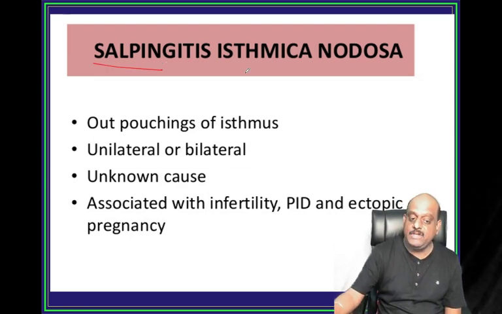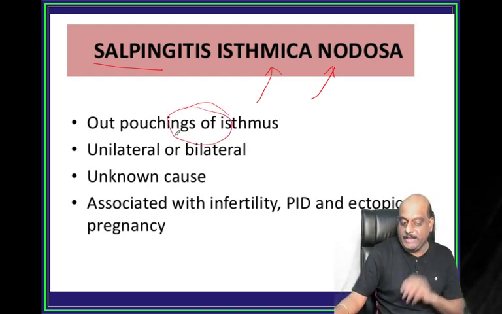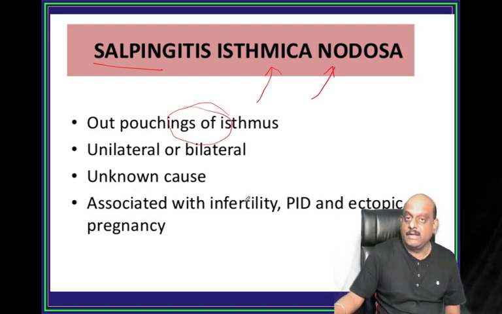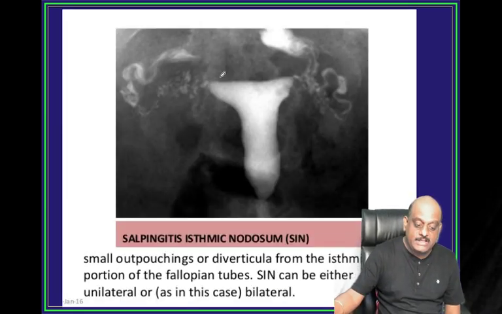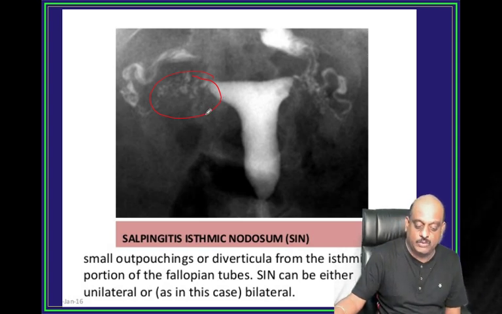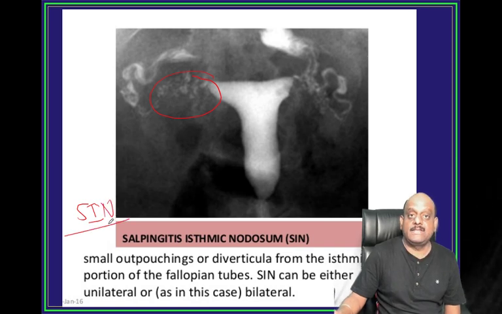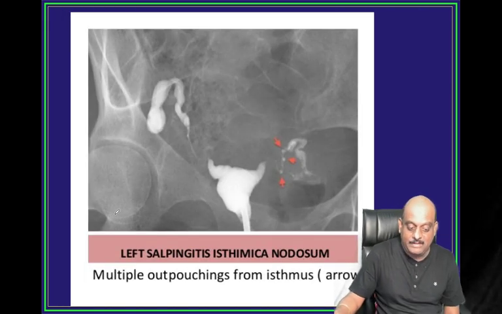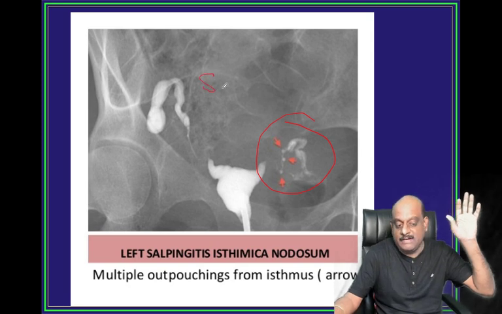Then salpingitis isthmica nodosa. There will be multiple outpouchings from the isthmus, and it can be associated with infertility, PID, ectopic pregnancy. So this is how small outpouchings, diverticula, from the isthmic portion of the fallopian tube are seen, which is called SIN, salpingitis isthmica nodosa. So you are able to see multiple outpouchings of isthmus in a case of left SIN.